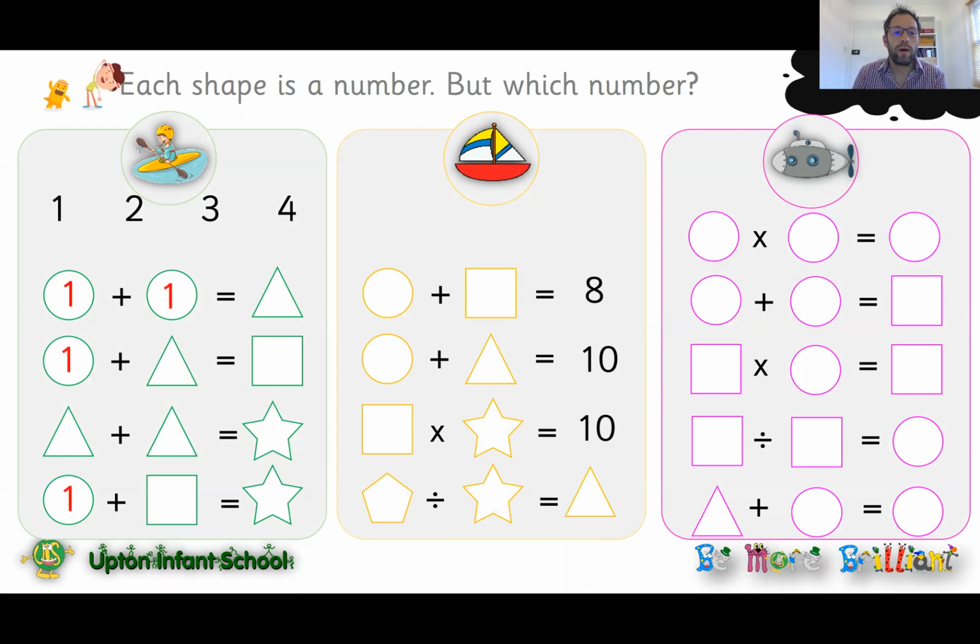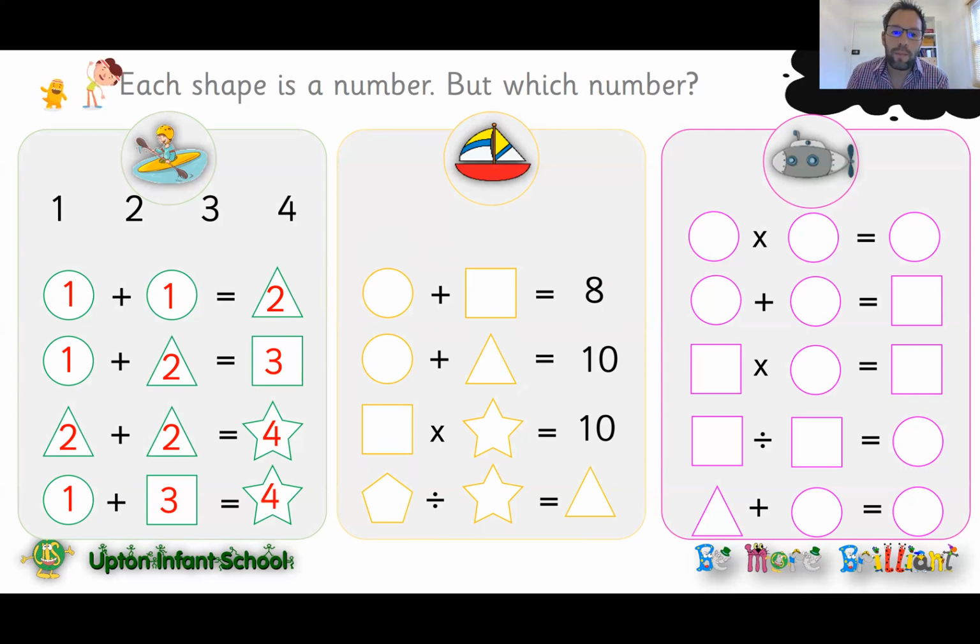So 1 add 1 equals 2. And that means if the triangle is 2, I can fill in the other triangles. And that means 1 add 2 would be 3. If I know that square is 3, then that square's got to be 3. 2 add 2, that would be 4. And we'll see if this works out now, because 1 add 3, yes, that equals 4. So that is the solution to the first one.